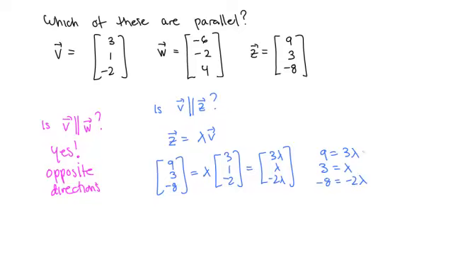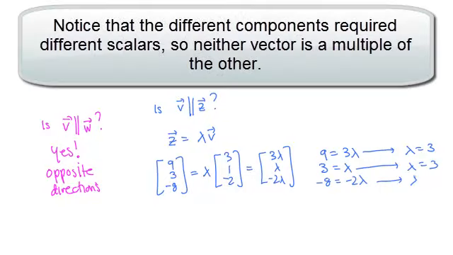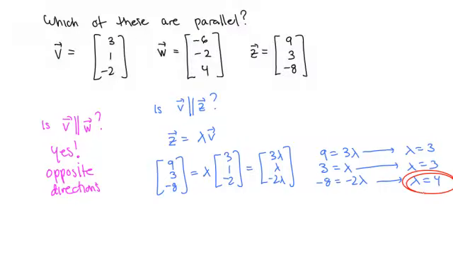So if we solve this top equation, that gives me lambda is equal to 3. The second equation also says lambda is equal to 3, and the third equation says that lambda is equal to 4. Unfortunately, we can't use one lambda to scale all three components. And so that tells me, are these two vectors parallel? The answer is no.